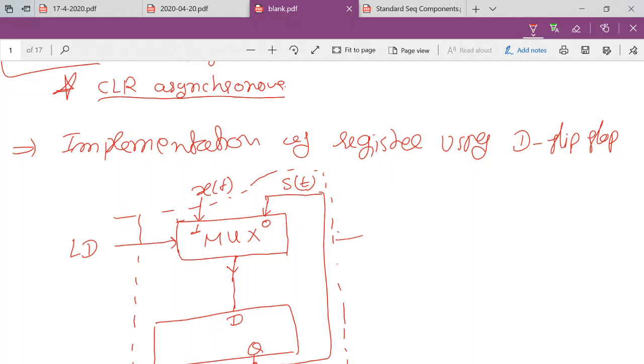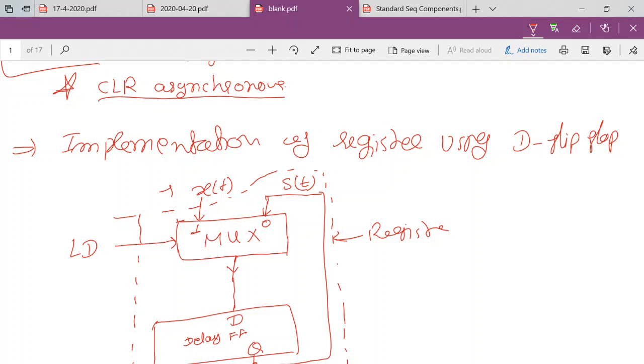So this block diagram, you can say, is a register where this is your input xt and this is your output. In this block diagram, what we are actually doing is using a mux and a delay flip-flop to obtain the desired output. So this is actually a delay flip-flop. Let me write it down here, so there is no confusion.